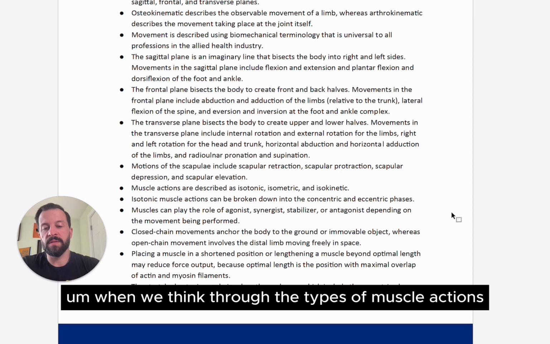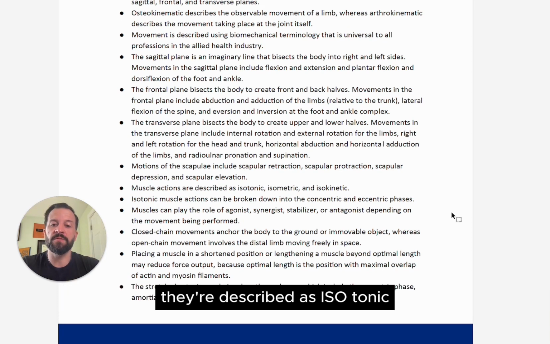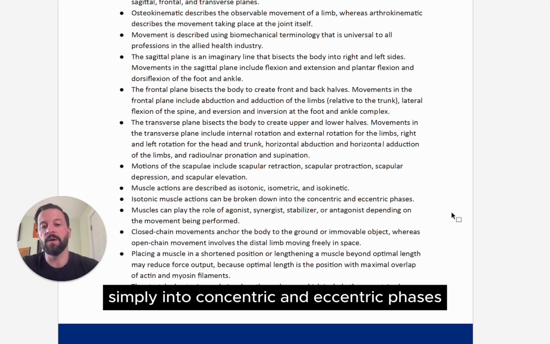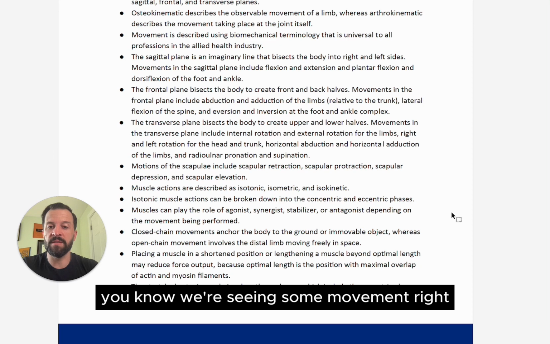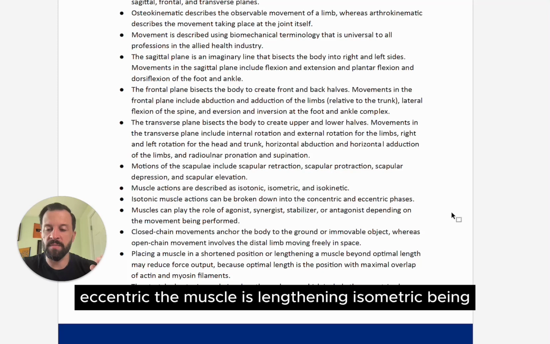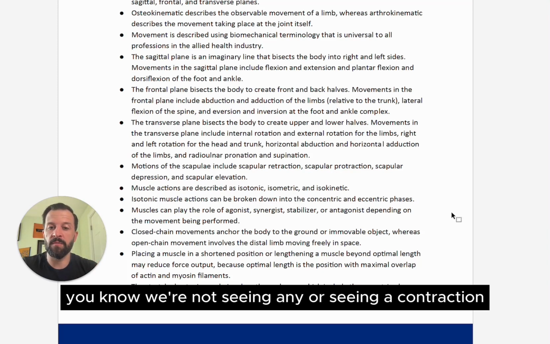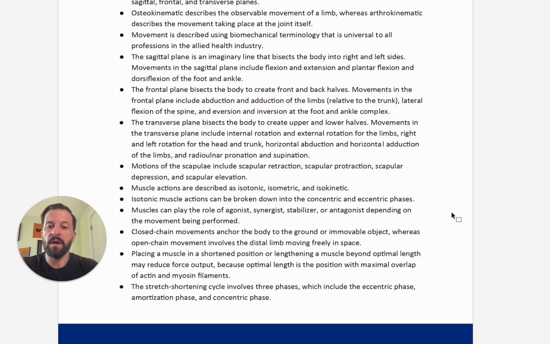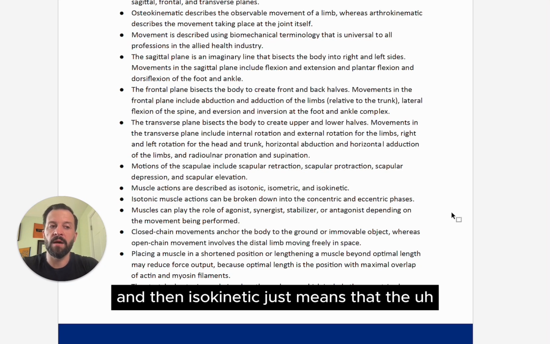When we think through the types of muscle actions, they're described as isotonic, isometric, and isokinetic. Isotonic muscle actions can be broken down simply into concentric and eccentric phases. Really, we're seeing some movement, right? Concentric is the muscle shortening, eccentric is the muscle lengthening. Isometric is where we're seeing a contraction, but there's not any movement actually happening. It's just a fixed contraction. And then isokinetic just means that the speed of the movement stays constant.